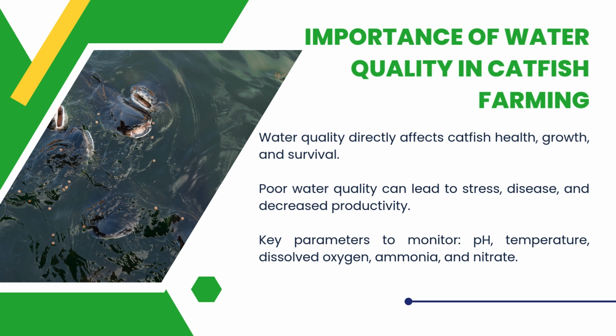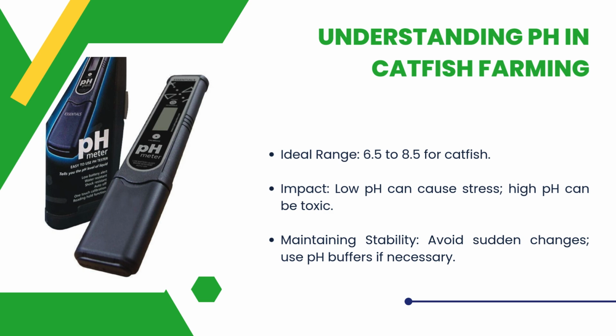What is the importance of water quality? Water quality affects the fish health, their growth, and their survival. Poor water quality can lead to stress and disease. The key water parameters to monitor are pH, temperature, dissolved oxygen, also known as DO, ammonia, and nitrates.